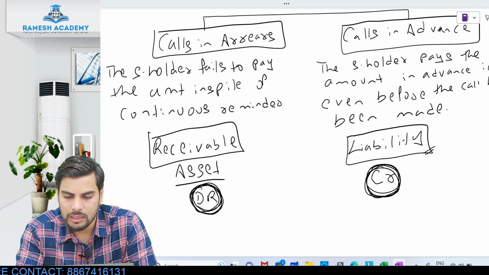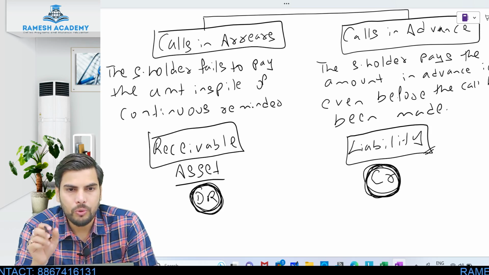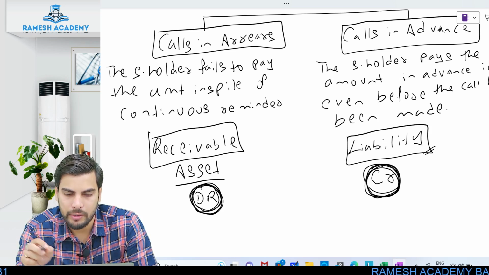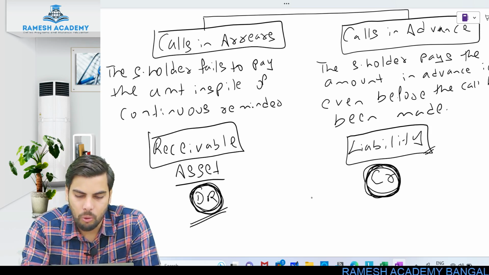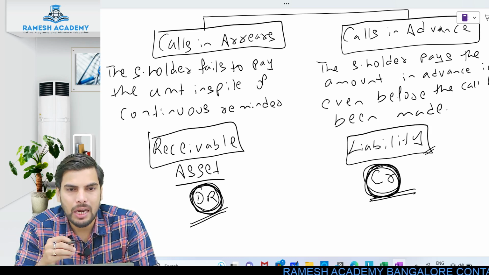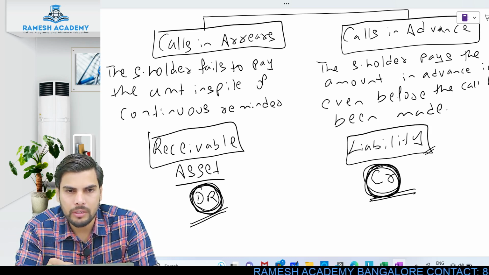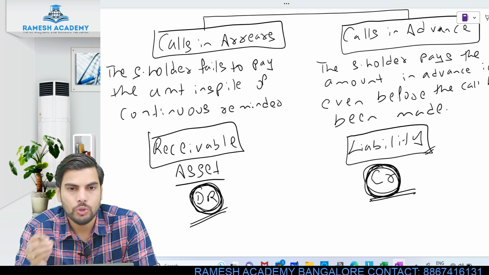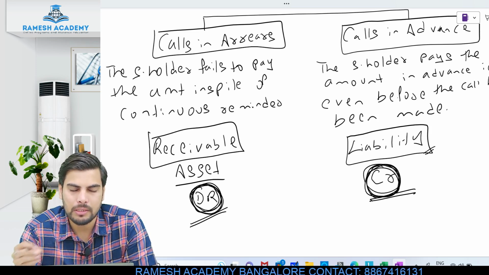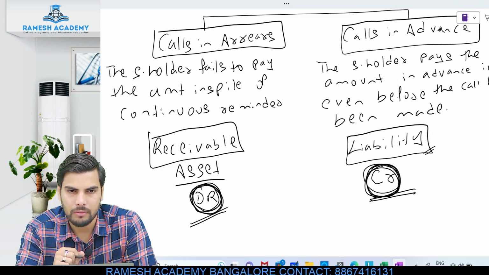So what do you understand from this? When it comes to calls in arrears, we just need to debit it. When it comes to calls in advance, we just need to credit it. If you remember this much, more than sufficient. Then the next thing is, in which entry am I supposed to debit this calls in arrears, or in which entry am I supposed to credit this calls in advance? Should I be giving effect while passing the due entry, or while passing the receipt entry? Think of this for a while.